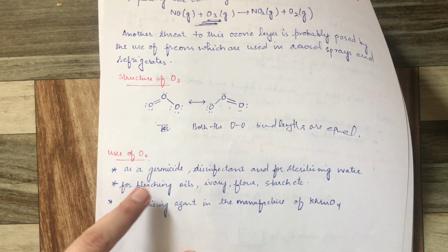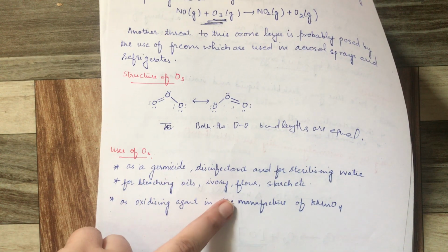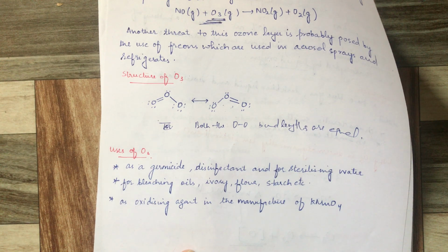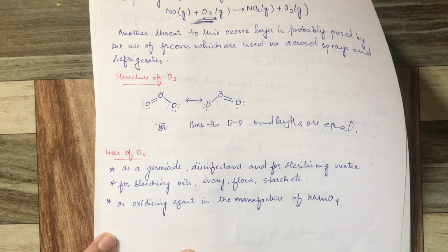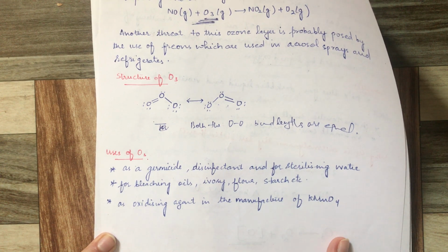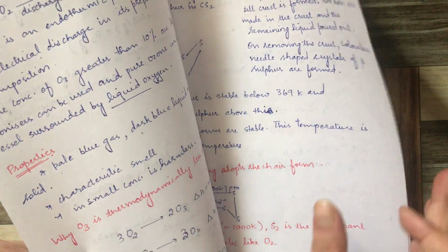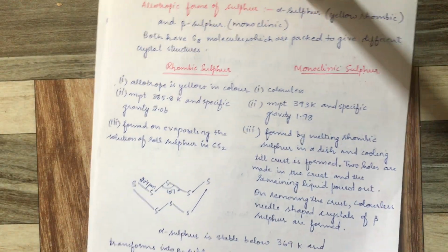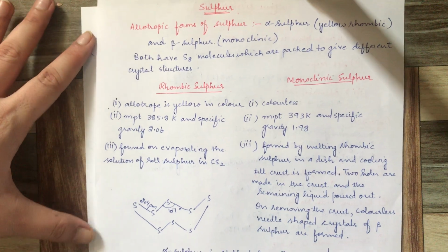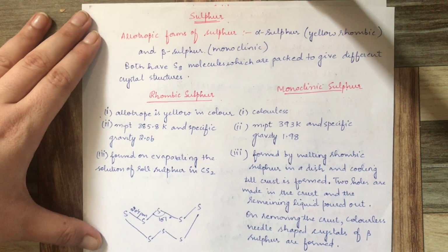Now the use of O3. O3 is a germicide, disinfectant, and is used for sterilizing water, for bleaching oils, ivory, flour, starch, etc. It is an oxidizing agent in the manufacture of KMnO4. So we quickly discuss the next element of group 16, that is sulfur.